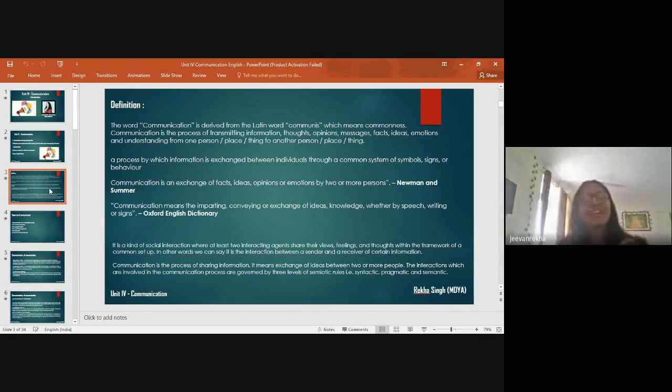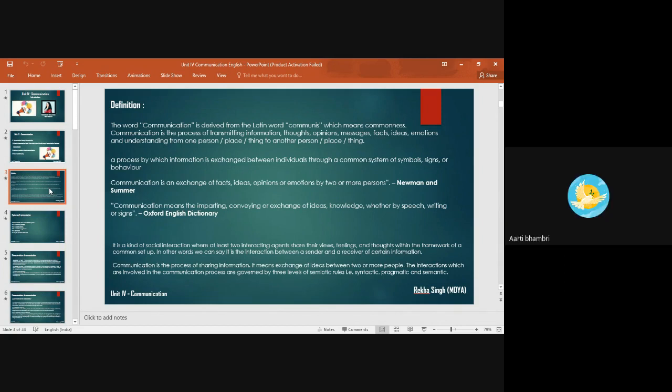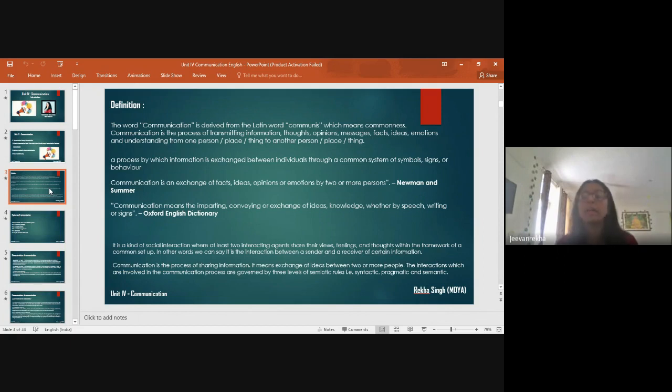So communication is a kind of social interaction where at least two interacting agents share their views, feelings, and thoughts within a framework. I have a feeling to do this, I have a thought to do this. That is also communication, but one person should be in front of you to communicate your ideas, feelings, and thoughts. So in other words, it is the interaction between a sender and a receiver of certain information. You are a receiver, I'm a sender. Both a sender and a receiver should be there for powerful communication.